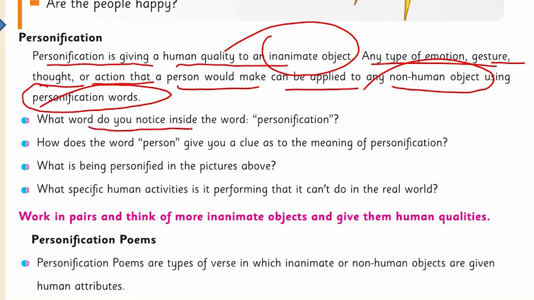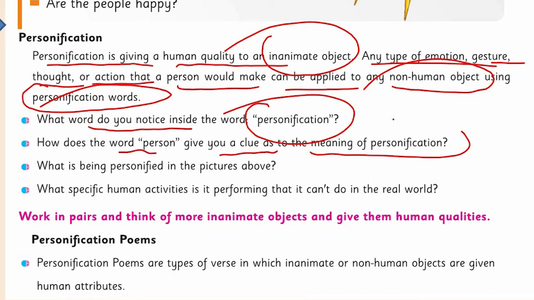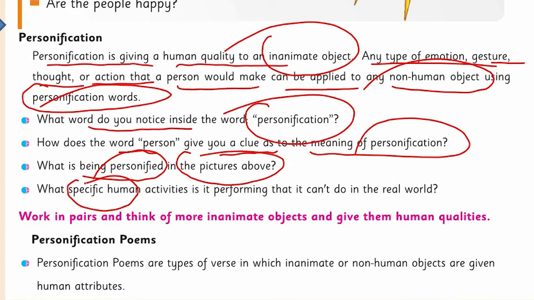Like what? What do you notice inside the word personification? How does the word person give you a clue as to the meaning of personification? What is being personified in the picture above? What specific human activities is it performing that it cannot do in the real world?